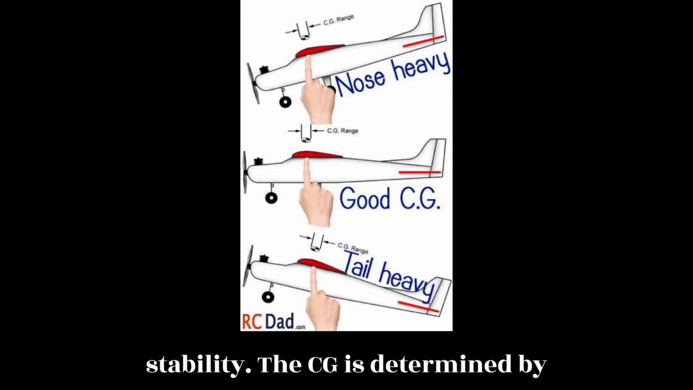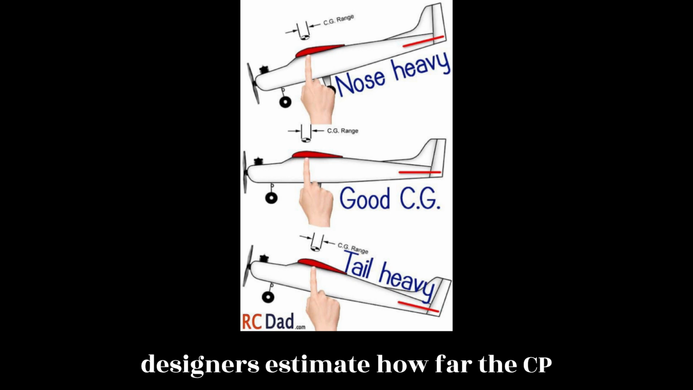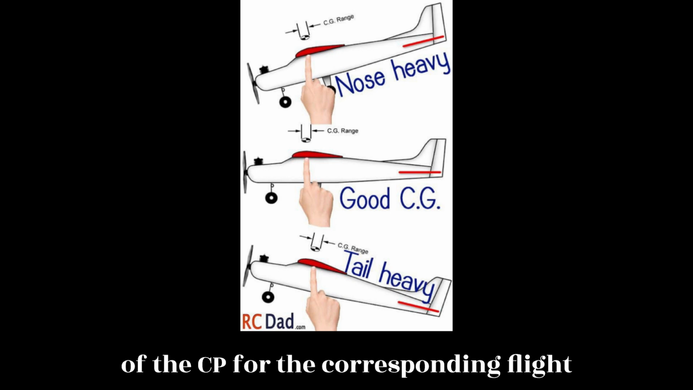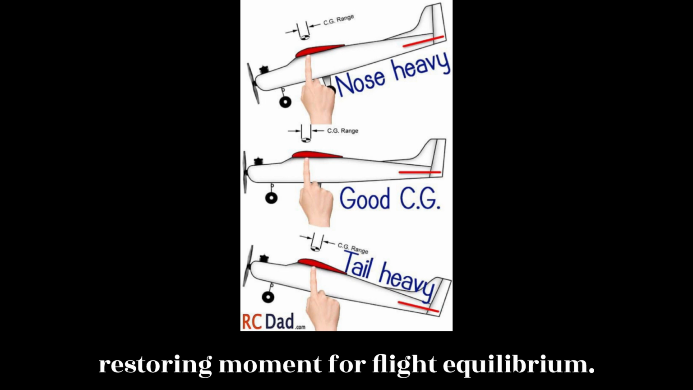The CG is determined by the general design of the aircraft. The designers estimate how far the CP travels. They then fix the CG in front of the CP for the corresponding flight speed in order to provide an adequate restoring moment for flight equilibrium.